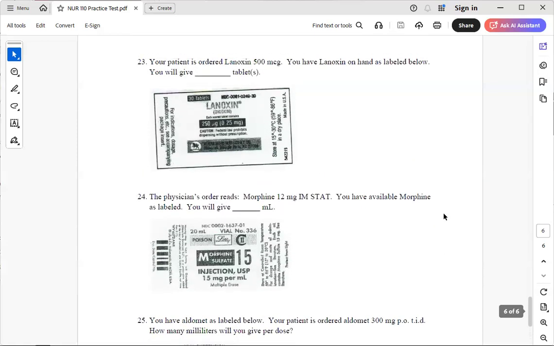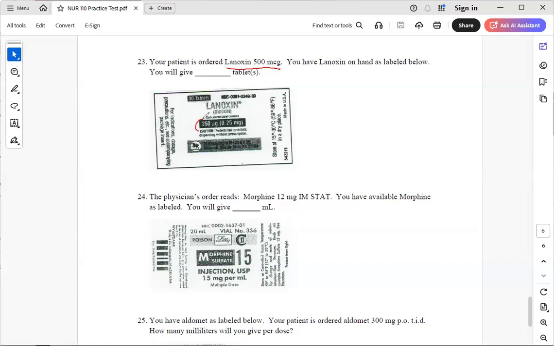Let's do Lanoxin. The order is Lanoxin 500 micrograms, and we want to know how many tablets to give. It doesn't tell us BID or anything like that, but even if it did, if it just asks how many tablets, it's asking per dose.